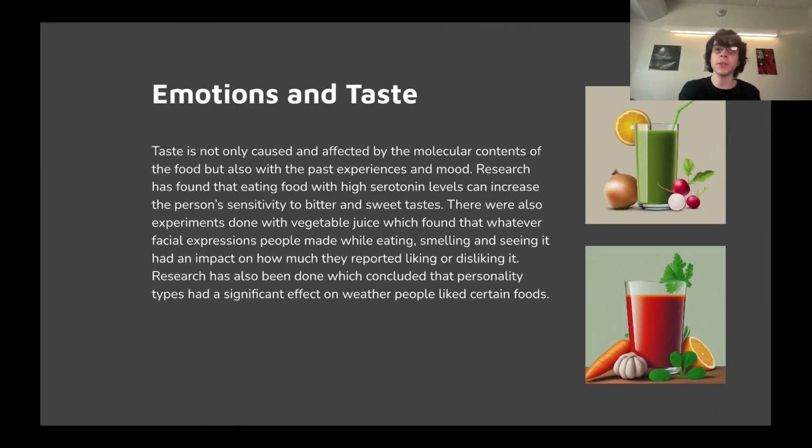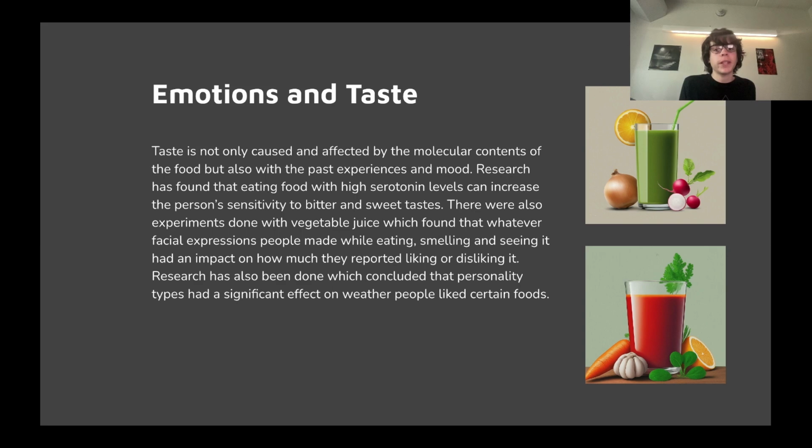So, emotions and taste. Taste is not only caused and affected by the molecular contents of the food, but also by the past experiences and mood of the person eating it. Research has found that eating foods with high serotonin levels can increase the person's sensitivity to bitter and sweet tastes. Serotonin is the happiness chemical. So if someone's feeling happy, they're more sensitive to bitter and sweet tastes.